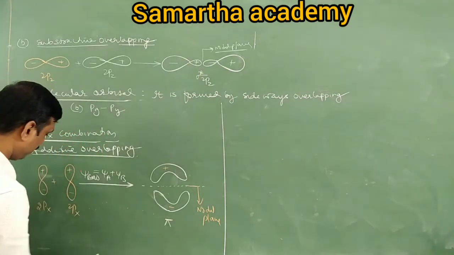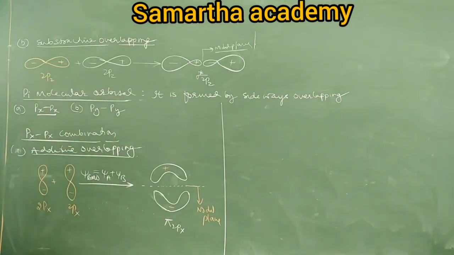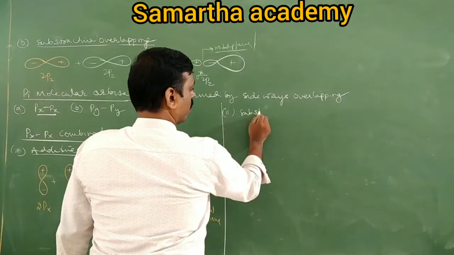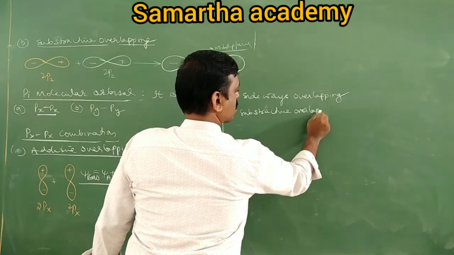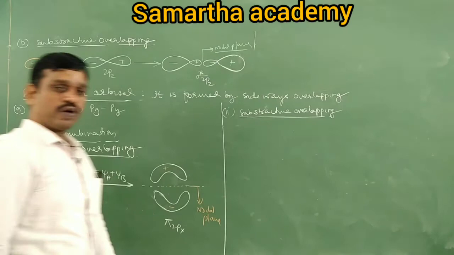Which orbital? Pi 2px molecular orbital. Next is subtractive overlapping. Subtractive overlapping.